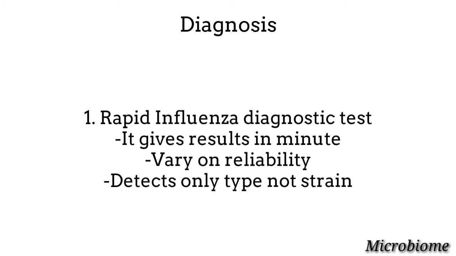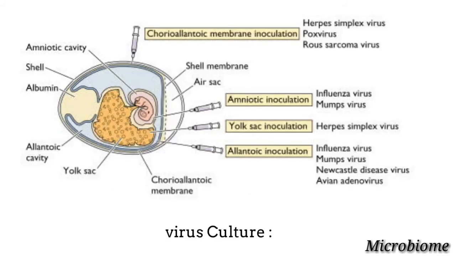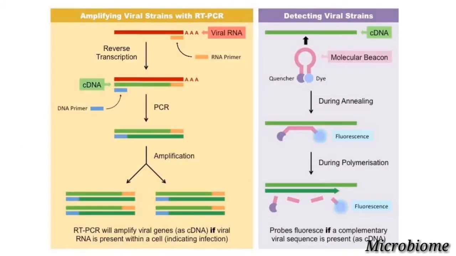Diagnosis: 1. Rapid influenza diagnostic test. It gives results in minutes, varies in reliability, and detects only type, not strain. Other reliable methods include virus culture, in which viruses are grown in embryonated chicken egg and identified according to cytopathic effect, and another is polymerase chain reaction, which detects tiny amounts of viral RNA.